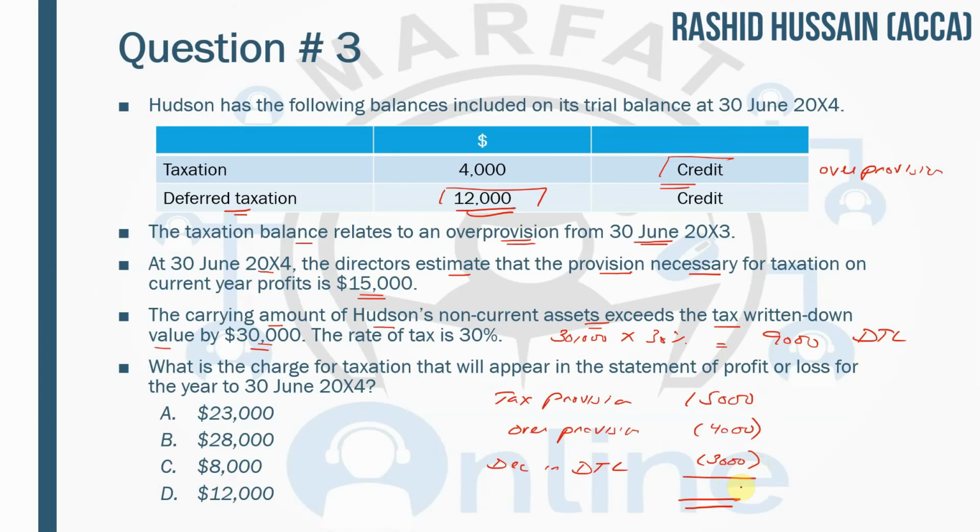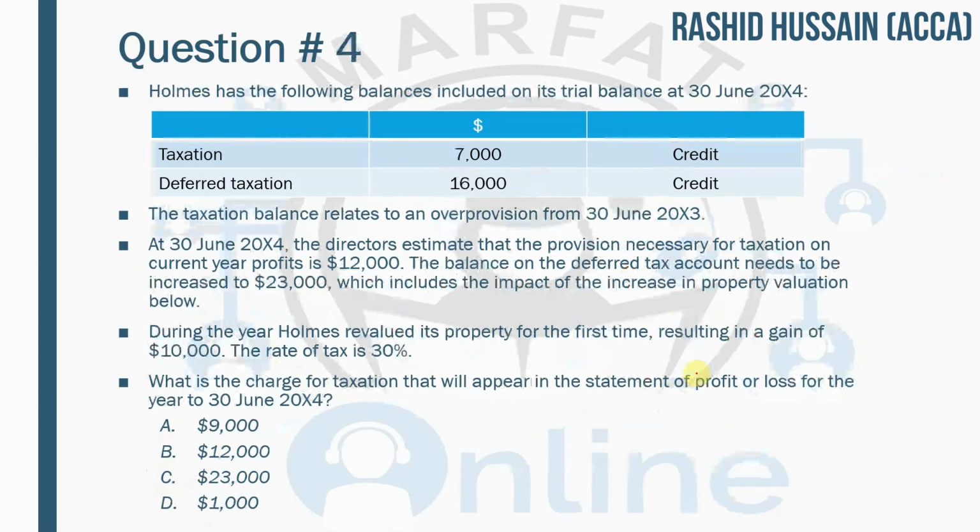So what is the taxation expense in the statement of profit or loss? Simply 15,000 minus 4,000 and minus 3,000. So 15,000, which is the current year tax expense, minus 4,000, which is 11,000, and then minus 3,000, so 8,000 is your answer, which is the C option, because we are required to find what should be the figure in the statement of profit or loss.